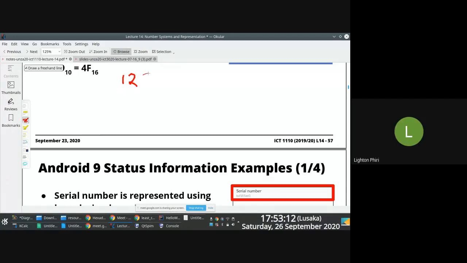I see what you mean. So what you're saying is, this is 123, is this base 16 or base 10? Base 2.